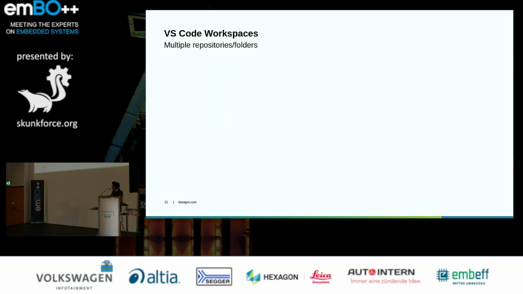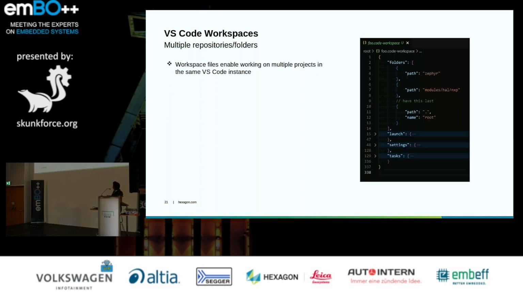Now, how does this multiple repositories and folders setup work with VS Code? The workspace file, like I mentioned, enables working on multiple projects simultaneously, so it treats them as siblings, so to speak, and it will look something like this. You have first a child node with the folders, so you say, okay, I want these folders as the projects that I'm working on. I've specified the Zephyr folder, then I've also specified modules, HAL NXP folder, so that's obviously something our chip vendor provided, and the last one is our actual project. This we have to have last. This is just the dot, and we say that is root.